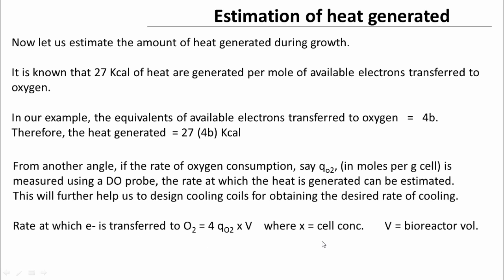Right? So if that is the case, the rate of heat generation for each mole, it is 27 times 4b. So in this case, for each mole it is 27 kilocalories. So in this case, it is 27 times 4 QO2 x V. This gives you the rate of heat generation, an estimate of the rate of heat generation, which can be helpful for us to make many decisions. So this is based on what is happening at the cell level.